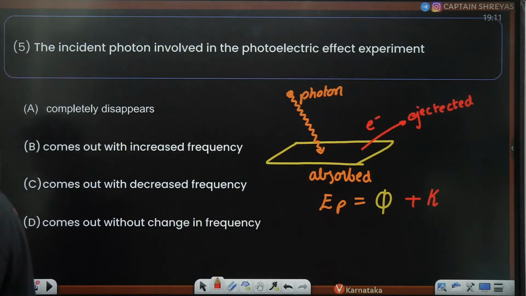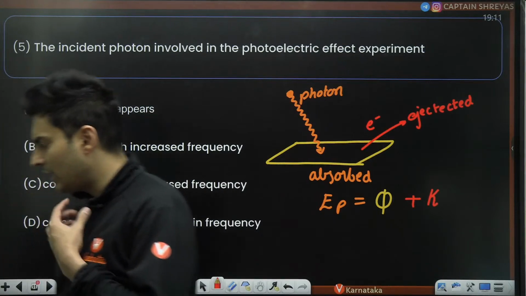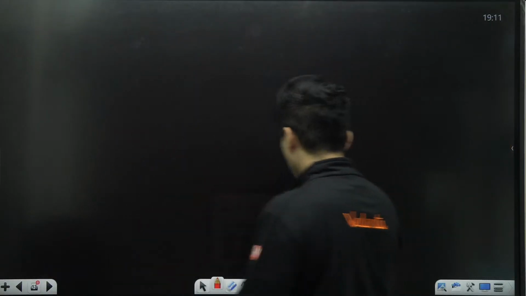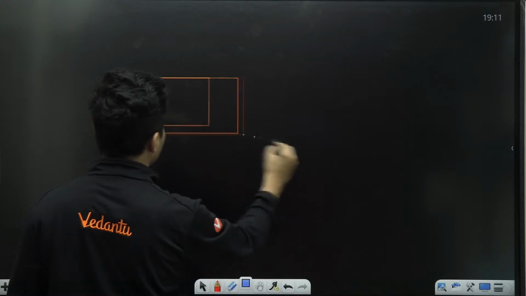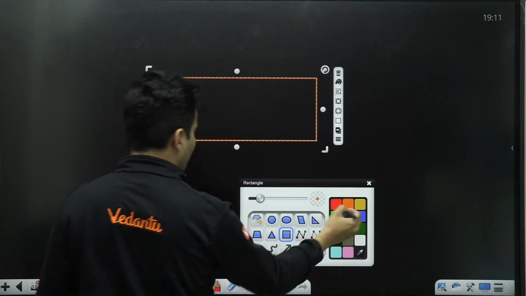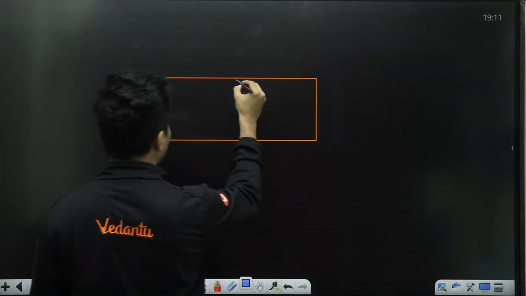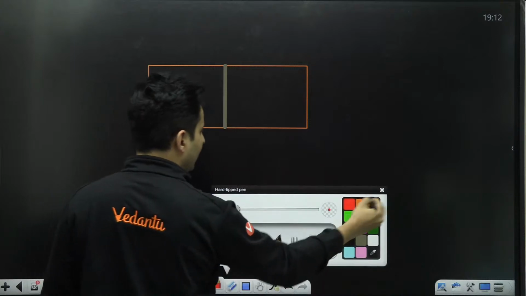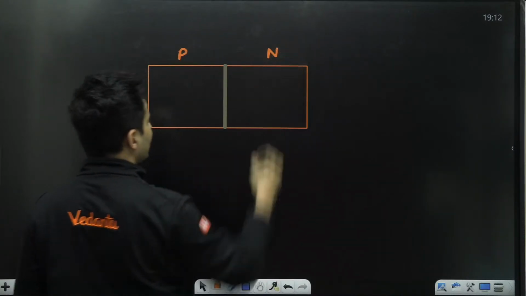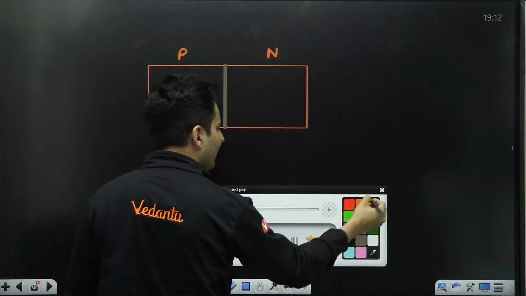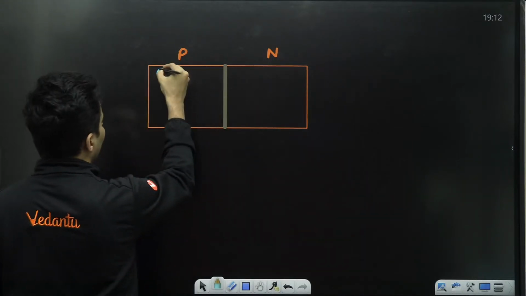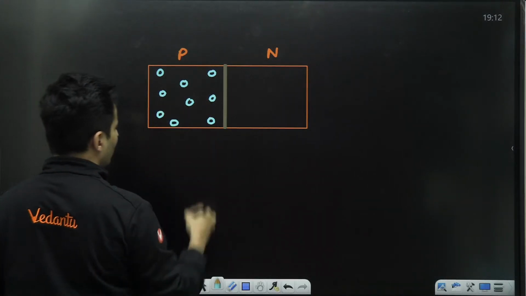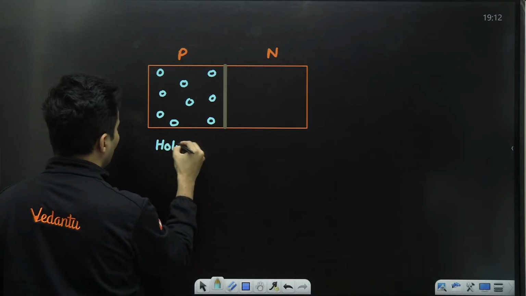Okay. The electron depletion region. I will explain it to you. See, I'll tell you what it is. Let's say this is your PN junction. This side is P and this side is N. P means there are vacancies, which means there are more holes over here.